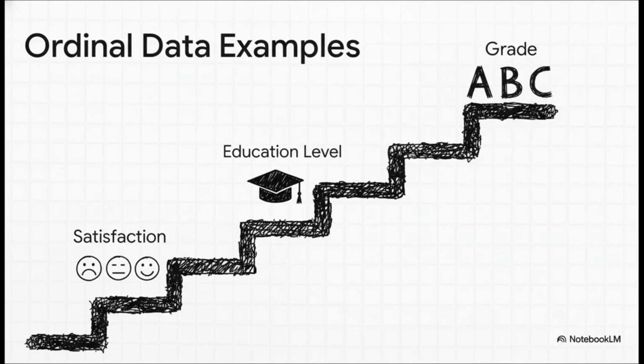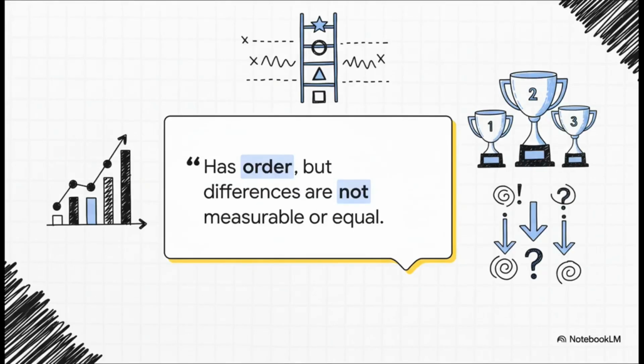Is the jump from low to medium the exact same size as the jump from medium to high? We have no idea. And that's really the perfect way to sum up ordinal data. You know the sequence, you know the ranking, but you just can't measure the space between the steps. The order matters, but the distance is totally undefined.